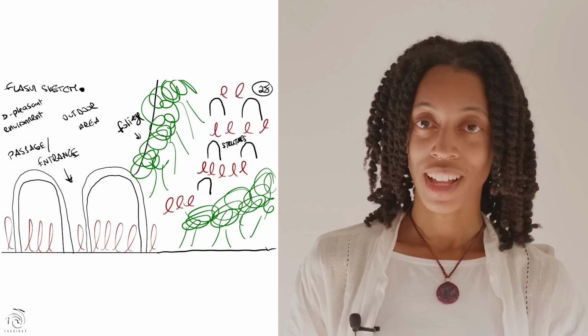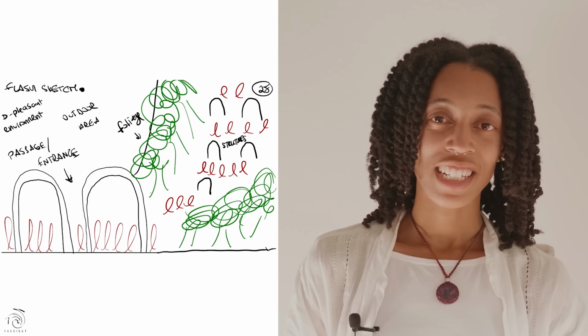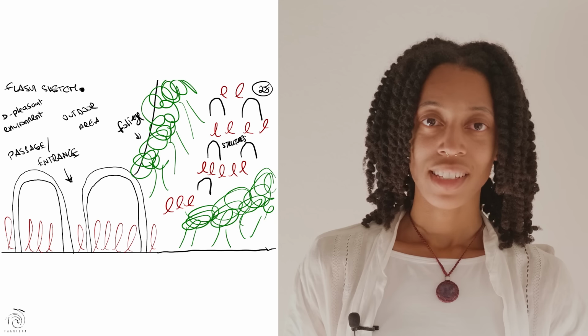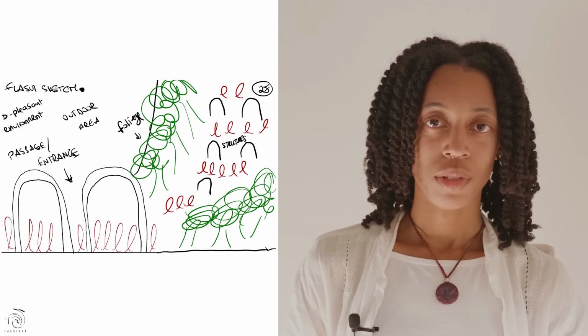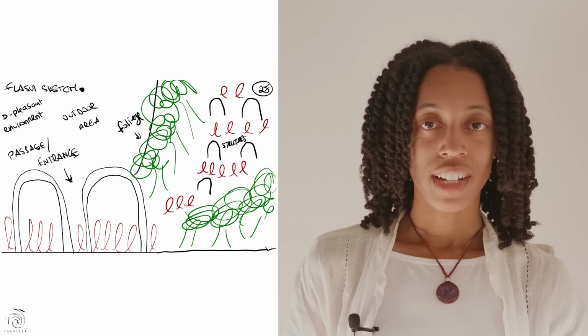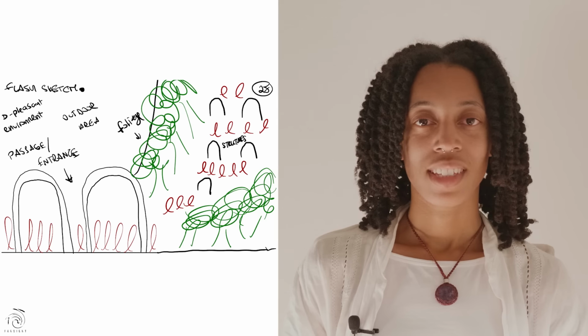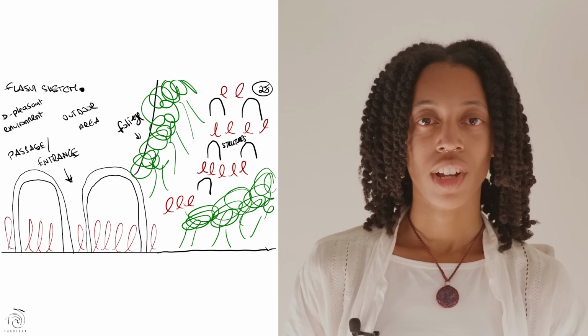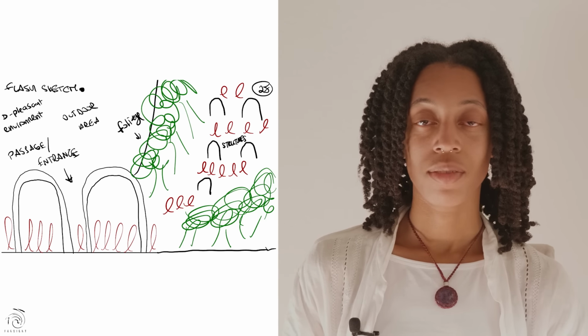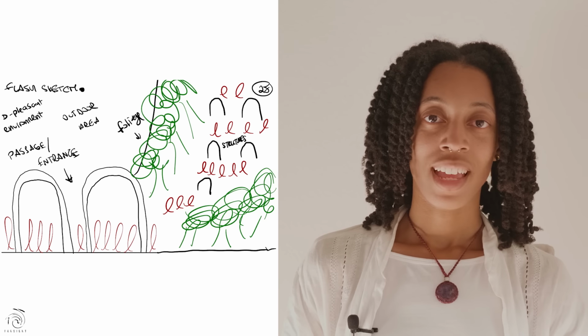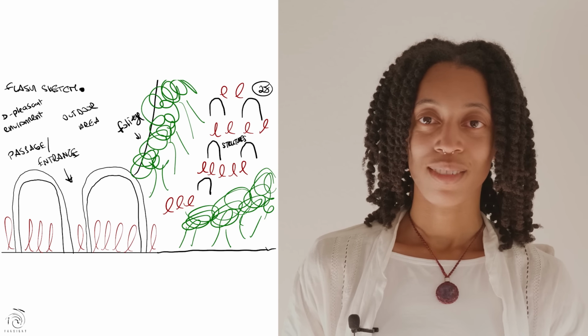For my final flash sketch here, after deducting this is a pleasant environment, I see what looks like a passage or entrance to an outdoor area that leads to these spaces of similar structures and multiple subjects with extensive foliage. And that's what I have for this target.